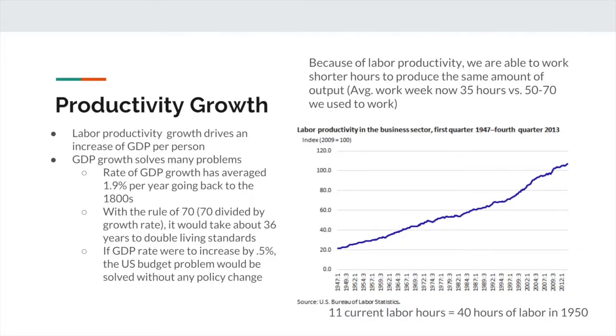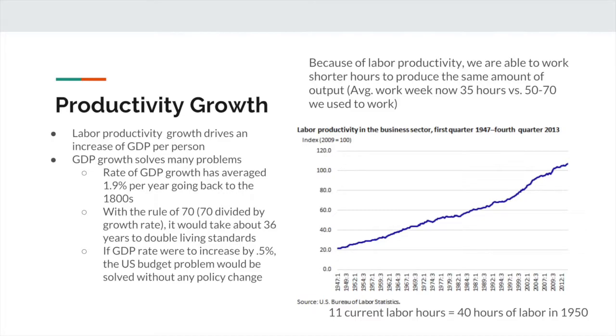And looking over the graph to the right, we have the labor productivity in the business sector from 1947 to 2013. And a couple things to point out are in 1989, when the internet was first created, you can actually kind of see a lull in labor productivity, which should not make sense because technology is supposed to drive productivity. But we'll be discussing that later on in this presentation.